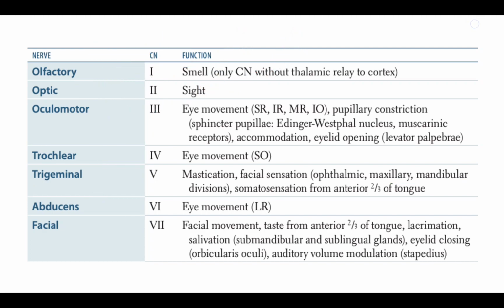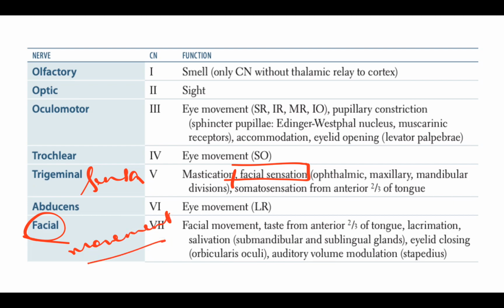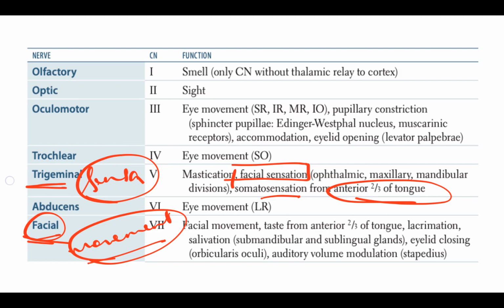Okay. So the main thing we have to remember here is it innervates the face, sensation, whereas facial is the movement nerve. So sensation is given by the trigeminal nerve, and movement is given by the facial nerve. Similarly, sensation to the anterior two-third tongue is also given by the trigeminal nerve, whereas taste from the anterior two-third is given by the facial nerve. Alright, so these are the main ones here.